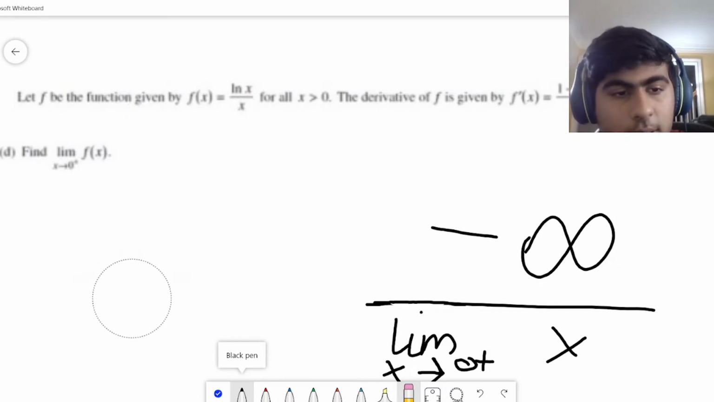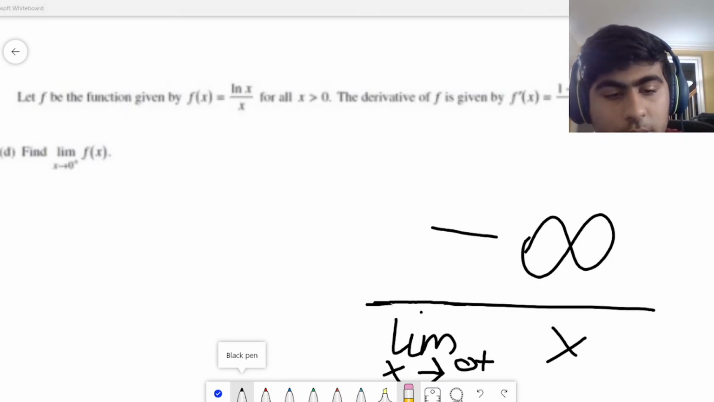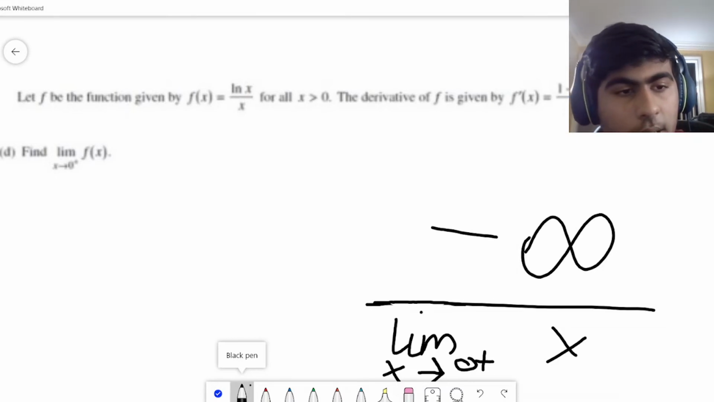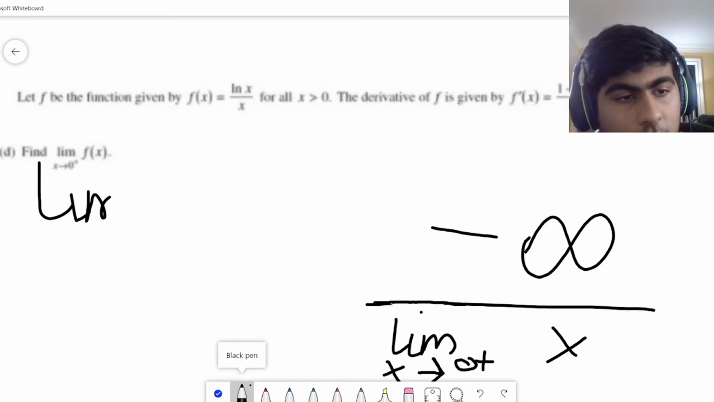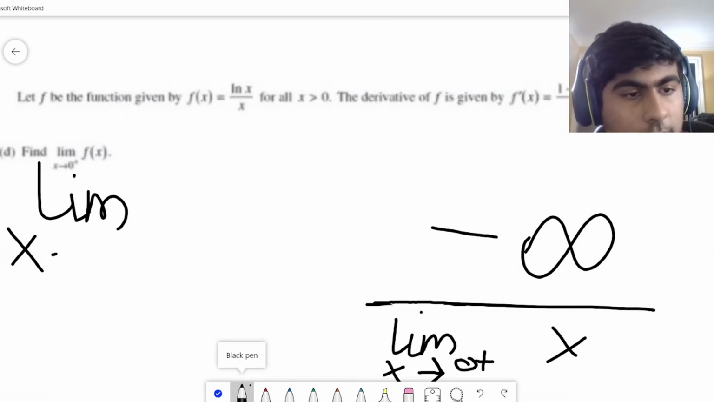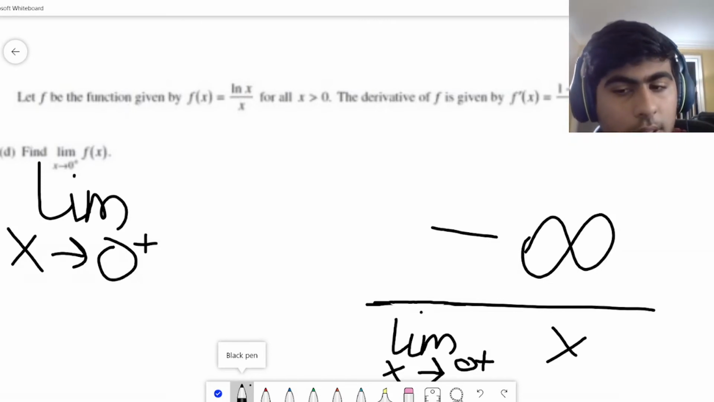Now let's look at the denominator, which is, compared to what we just did, pretty simple. The limit as x approaches 0 from the positive side of x.